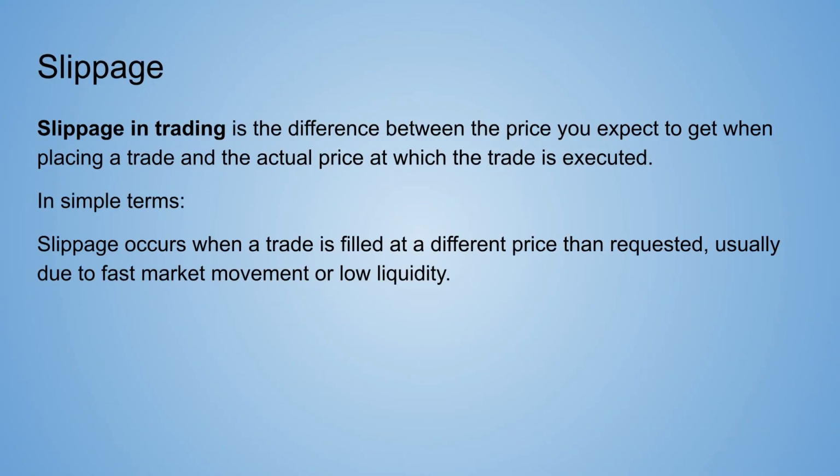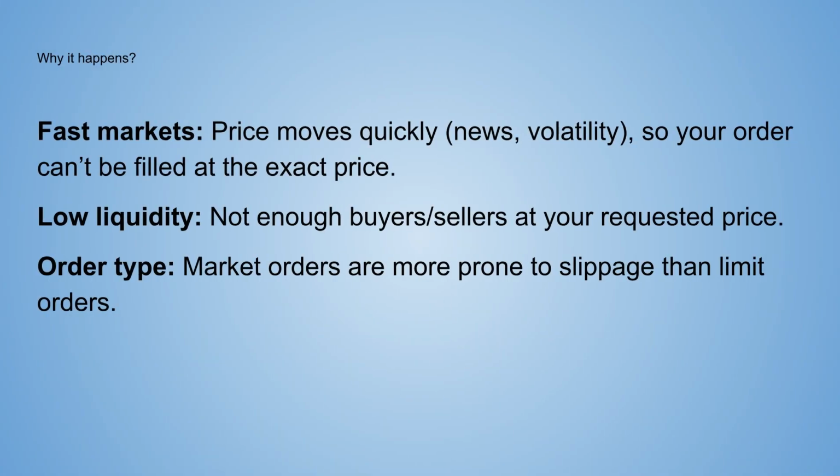Slippage is the difference between the price you expected to get when placing a trade and the actual price at execution. It means your trade was filled at a different price than requested. Slippage occurs in fast markets due to high volatility and news events when prices move quickly. It also occurs with low liquidity, where there are not enough buyers or sellers at your requested price. Market orders are generally more susceptible to slippage than limit orders.